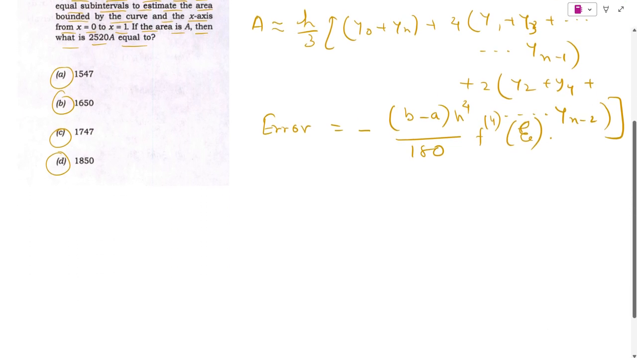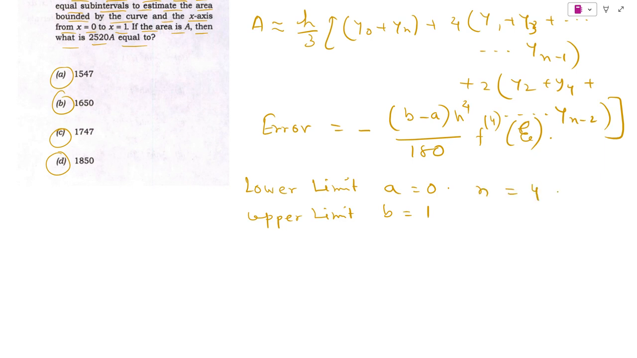So let's come to the question. What is the lower limit? a equal to 0 and upper limit b equal to 1. And what is the number of subintervals? n. This is 4, which is even, satisfying our rule constraint. Okay. And what is the interval step size? h. h will be (1 minus 0) by 4. So this is 1 by 4.